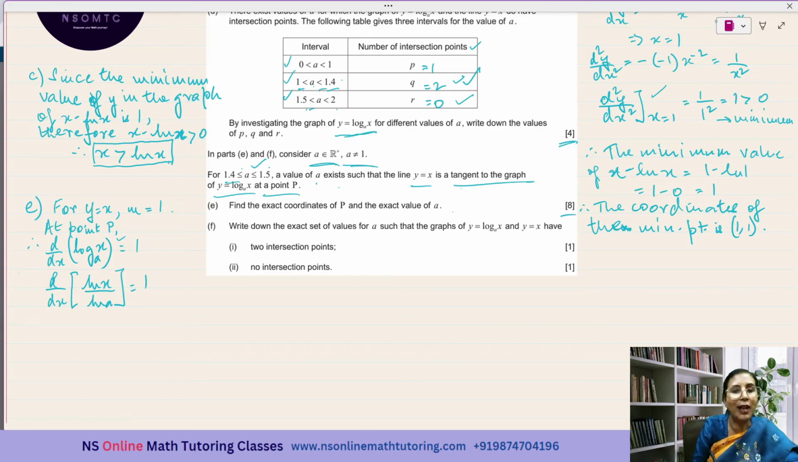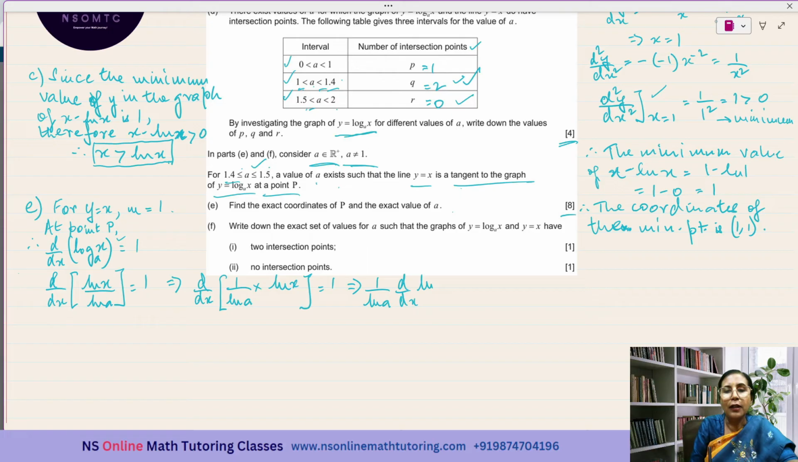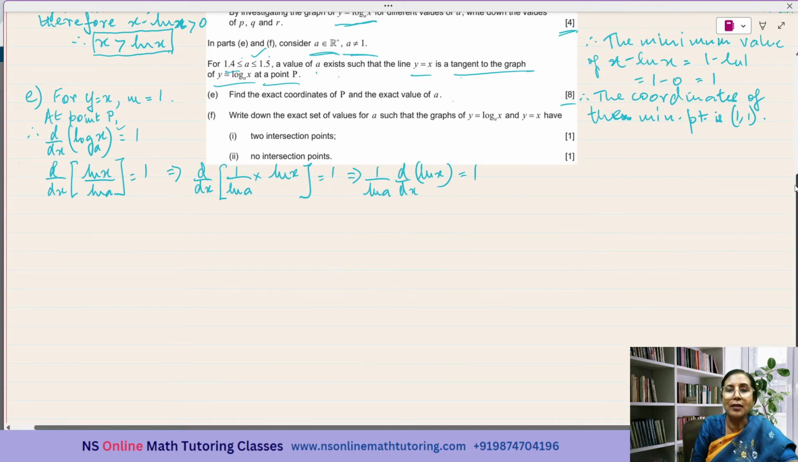So I can just write this as d dx of 1 over ln of a times ln of x is equal to 1. Now you see 1 over ln of a is nothing but the coefficient. So I can take this out: 1 over ln of a times d dx of ln of x is equal to 1. And now we know the derivative of ln of x with respect to x. So it is 1 over ln of a times 1 over x is equal to 1, or x is equal to 1 over ln of a.